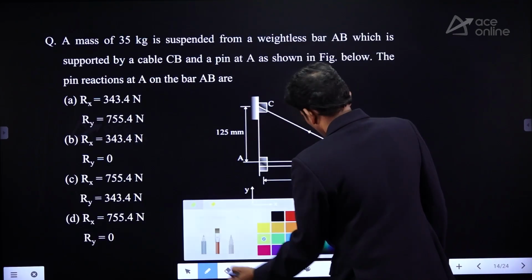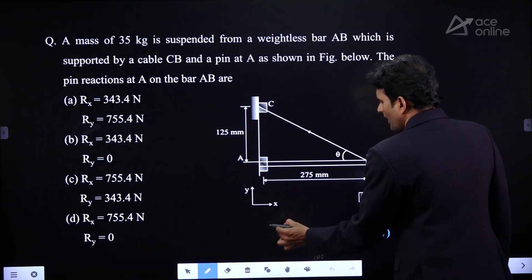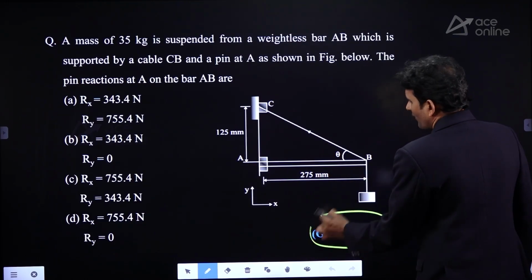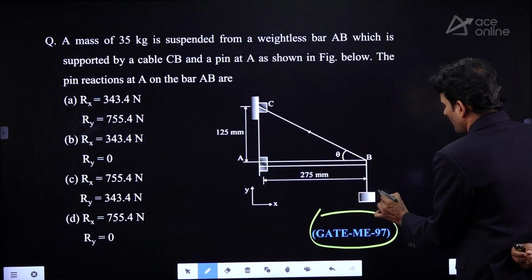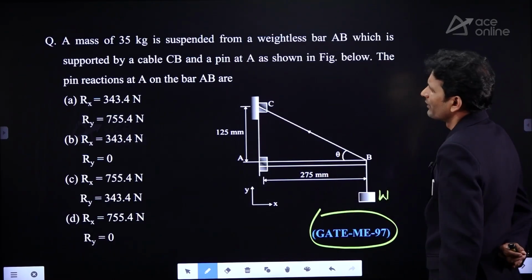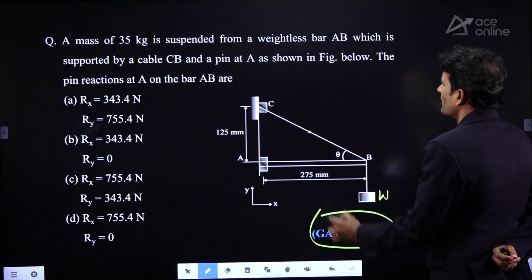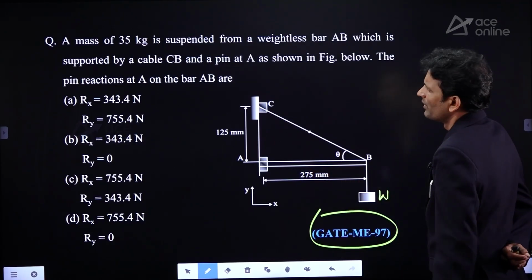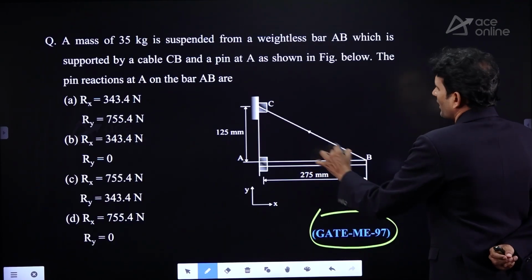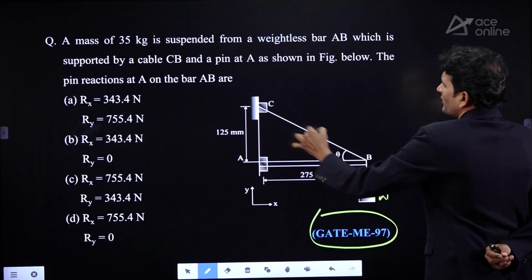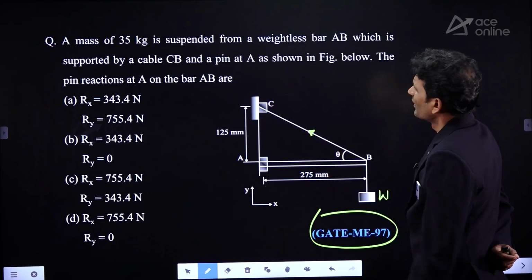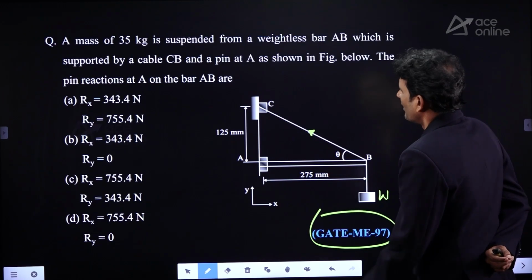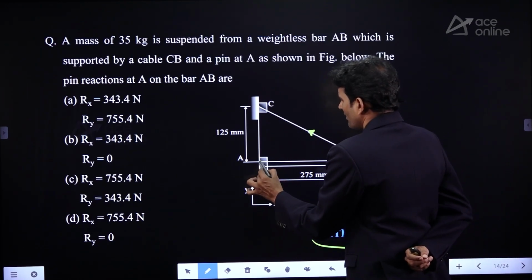Read the question carefully. This is again very long back we are having. 97. A mass of 35 kg here is provided. 35 kg is suspended from a weightless bar AB, which is supported by a cable CB. CB we are having cable, tension on the cable clearly mentioned, and a pin at point A. Here we are having the pin support.